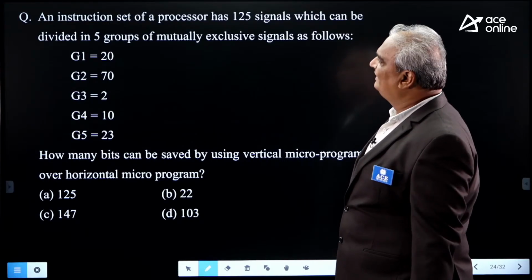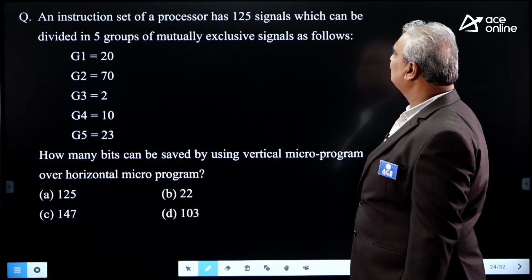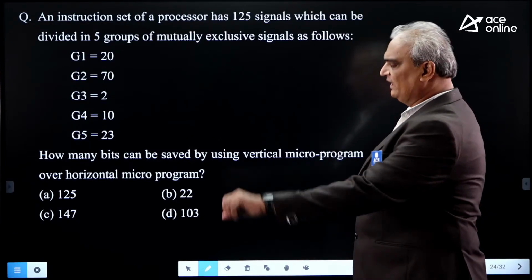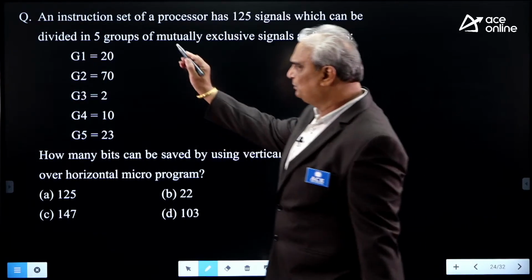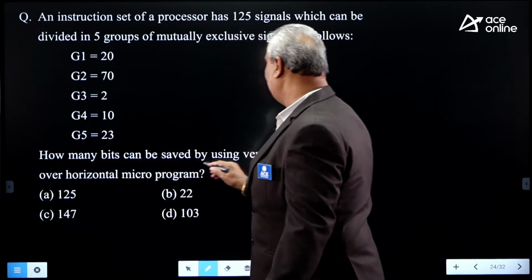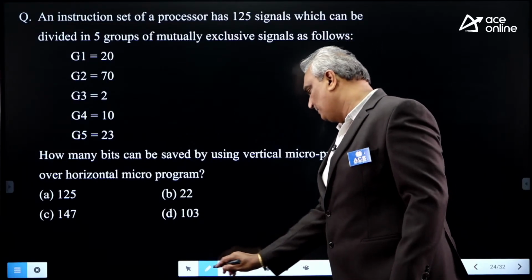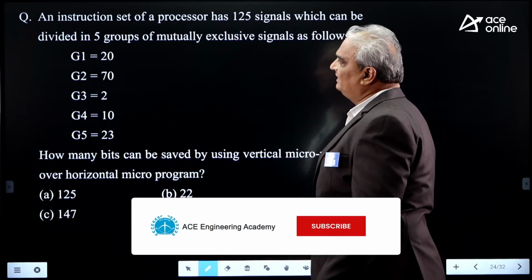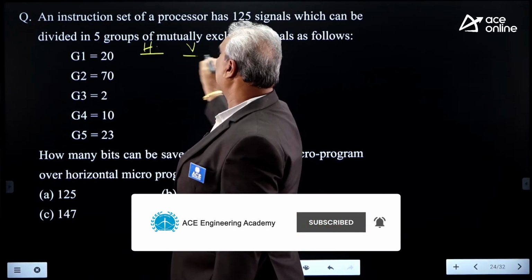Now look here. An instruction set of a processor has 125 signals, which can be divided into 5 groups of mutually exclusive signals as follows. These are the groups. How many bits can be saved by using vertical microprogram over horizontal microprogram? For this, look here. If it is horizontal and vertical, find the number of bits.